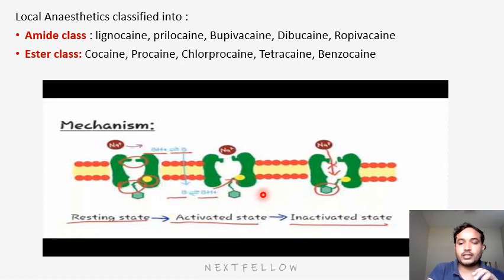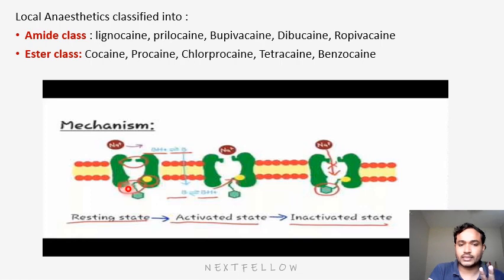Here, local anesthetics make the sodium channel go into the inactive stage. How? These local anesthetics are basic drugs. When they enter the cell, inside the cell it is an acidic medium. So once this basic drug enters the cell, it becomes ionized. After being ionized, it binds the local anesthetic receptor and thereby blocks the channel. So it does not allow sodium influx. That's why the channel goes into the inactive stage. This is how local anesthetics act.